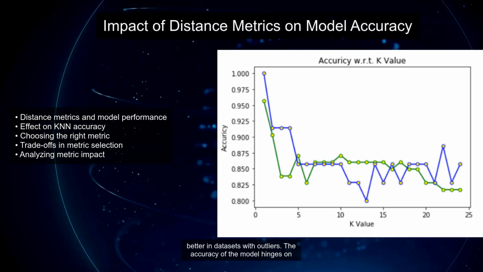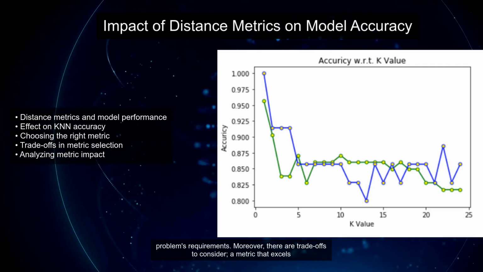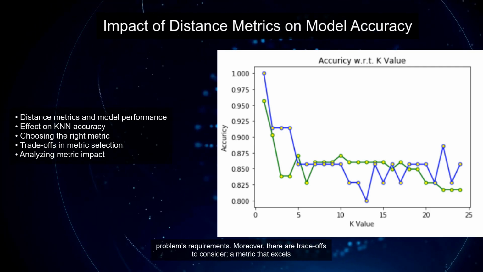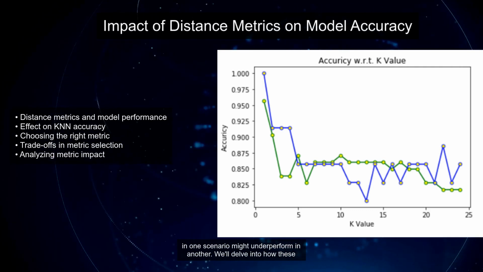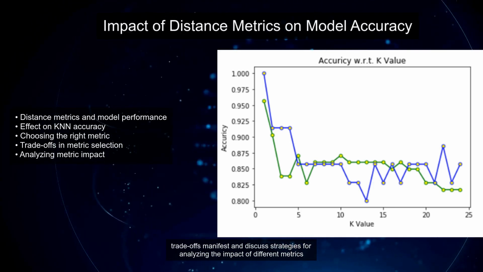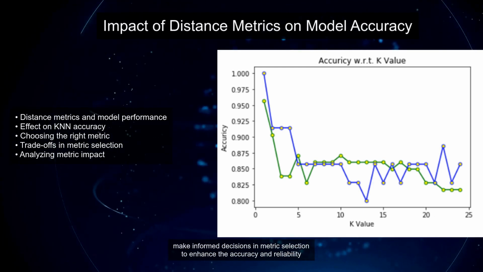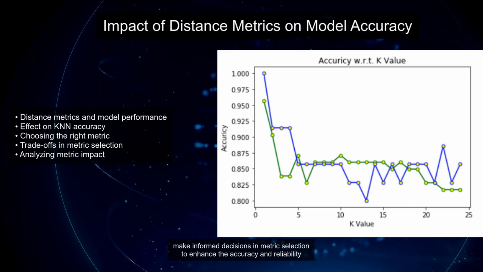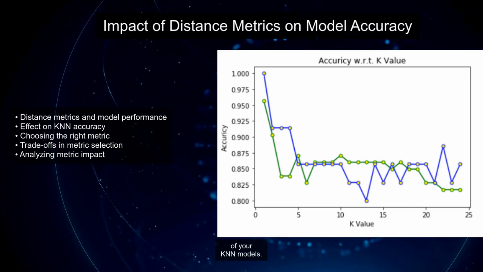The accuracy of the model hinges on selecting the appropriate metric that aligns with the data's distribution and the problem's requirements. Moreover, there are trade-offs to consider. A metric that excels in one scenario might underperform in another. We'll delve into how these trade-offs manifest and discuss strategies for analyzing the impact of different metrics on your model's performance. Through examples and experiments, we'll uncover how to make informed decisions in metric selection to enhance the accuracy and reliability of your KNN models.